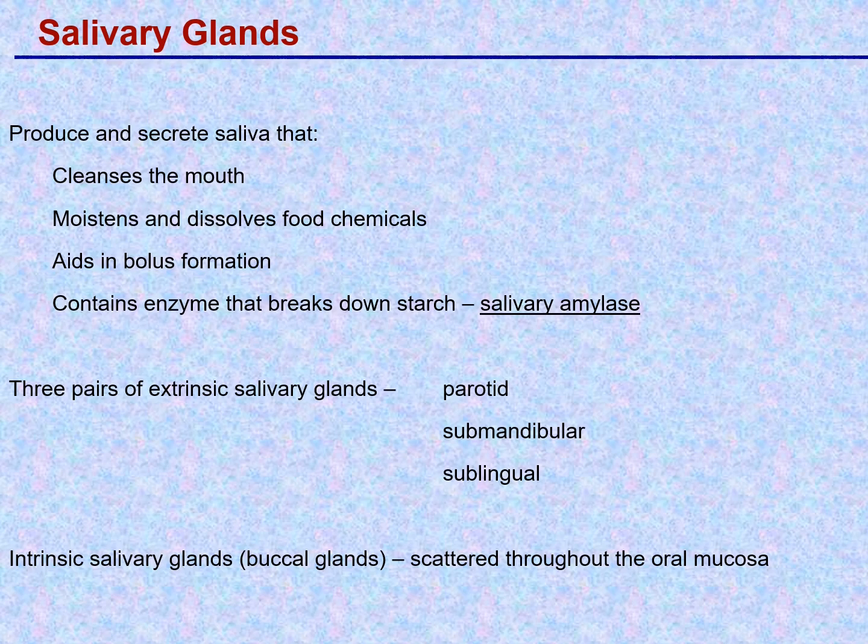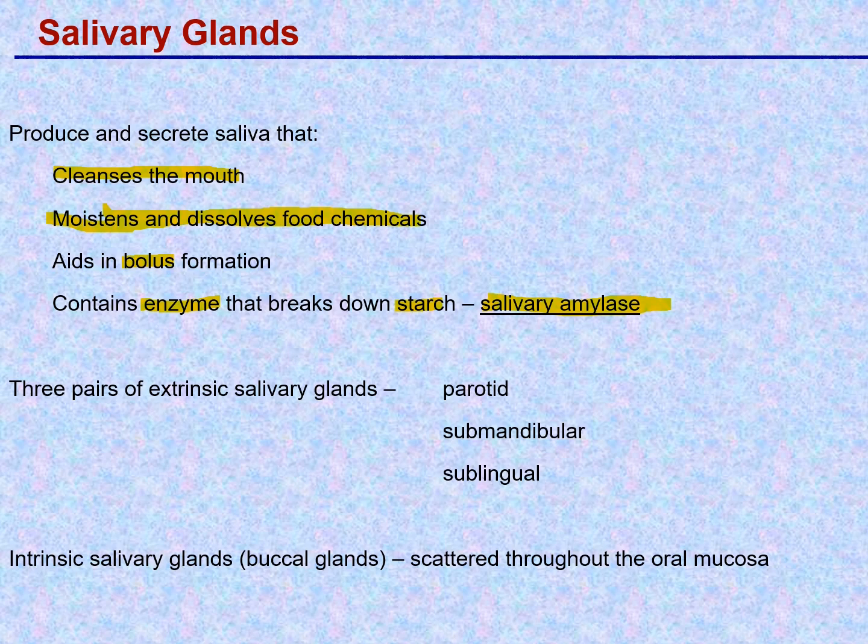sensory organs. Now, the salivary glands produce and secrete saliva. These are exocrine organs. They help cleanse the mouth, moisten food, and help dissolve food. They help in the formation of a ball of food that you've chewed up, and by wetting it, formed it into a bolus that you can swallow. And quite importantly, they contain an enzyme that's involved in the breakdown of starch, and that is salivary amylase.